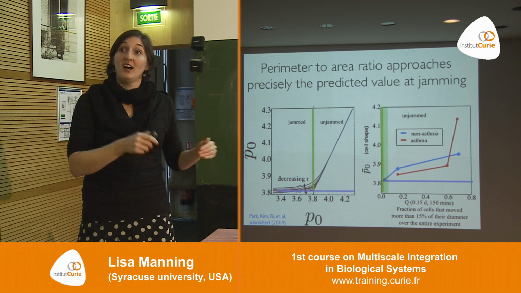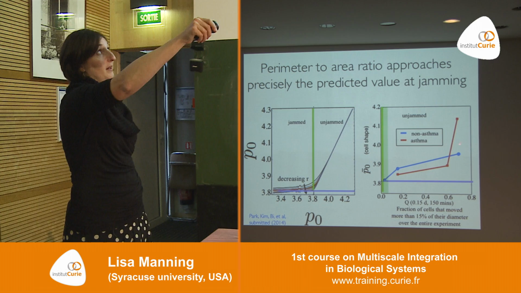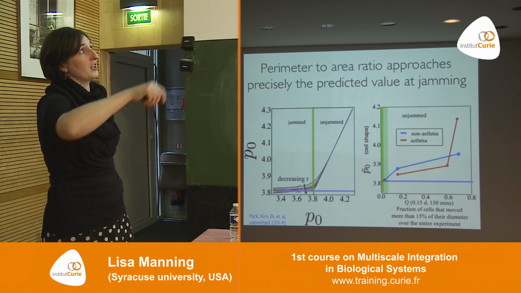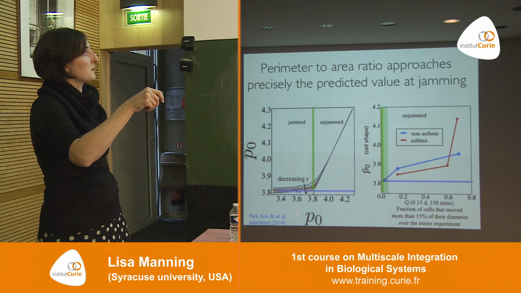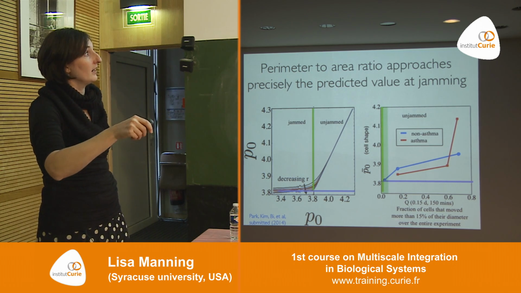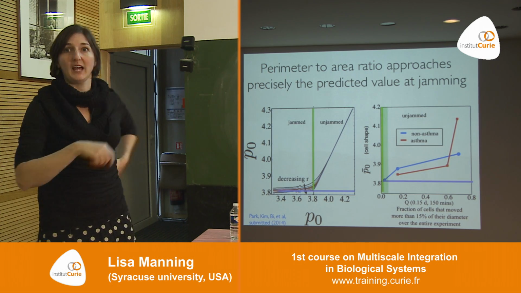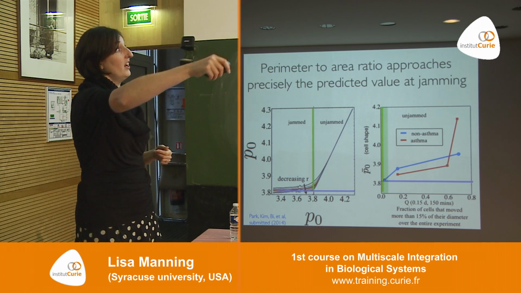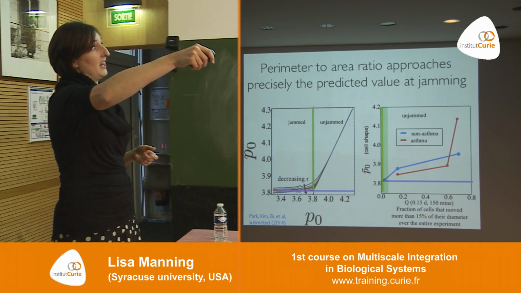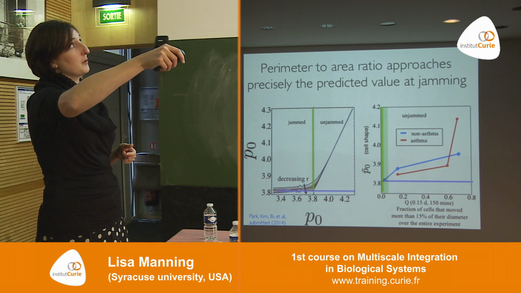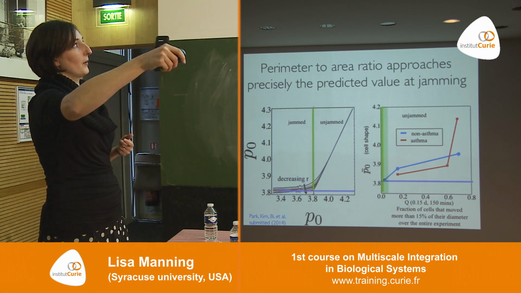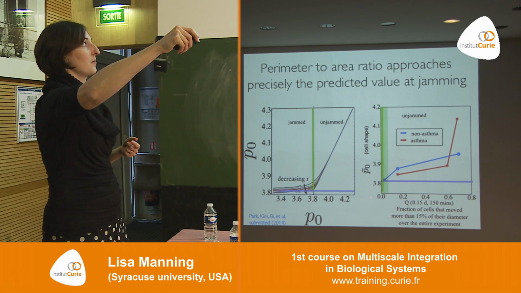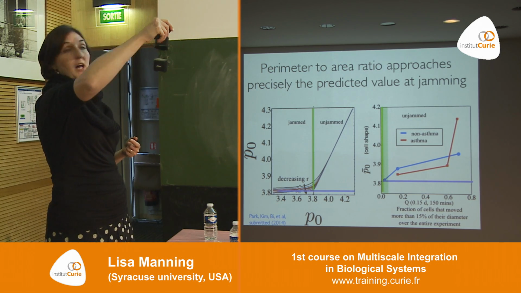So this is a prediction of a number that you should measure in an experiment. And this is the data. This is for the asthmatic tissues, and the blue is for the non-asthmatic tissues. In this case, because we don't know how to measure P0, what we do know how to measure is this overlap fraction, which is the same thing that I was telling you about. It's the fraction of cells that have moved more than 15% of their diameter over the entire experiment. So basically, as this number approaches 0, we're approaching the jamming transition, right? So as we go this way, it's like going this way on this plot.